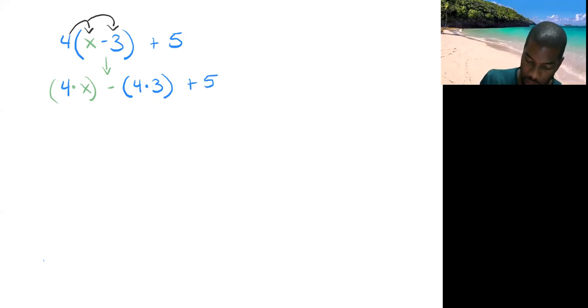Use PEMDAS, parentheses first. This is going to be a 4x situation. 4 times x, or 4 x's. x 4 times.